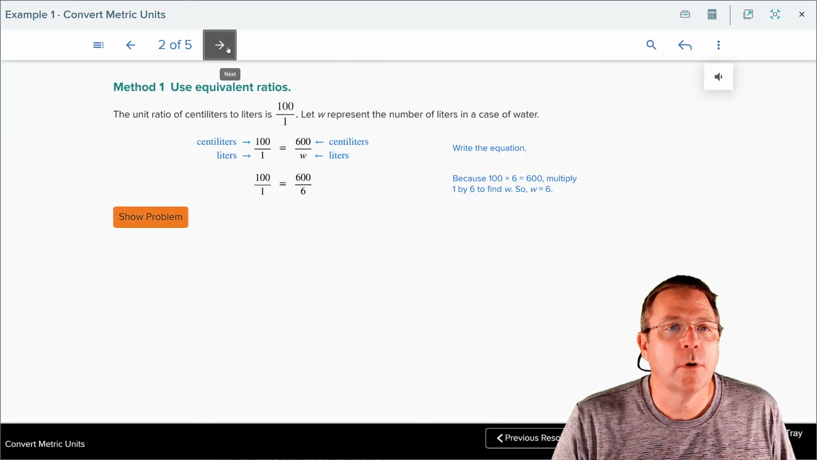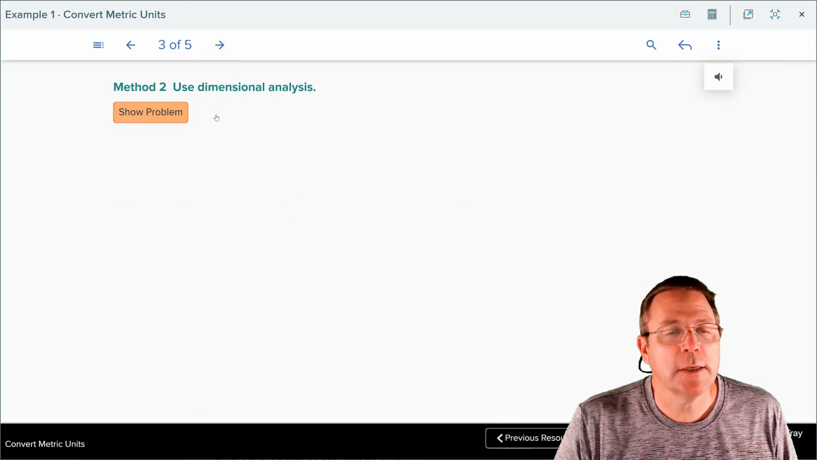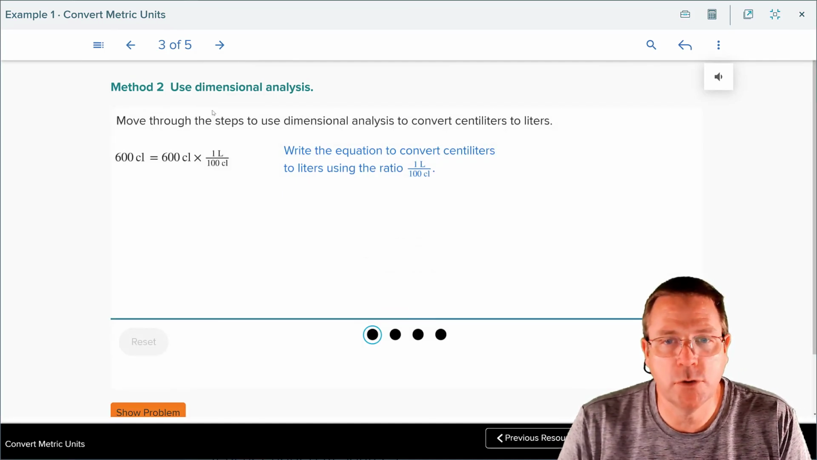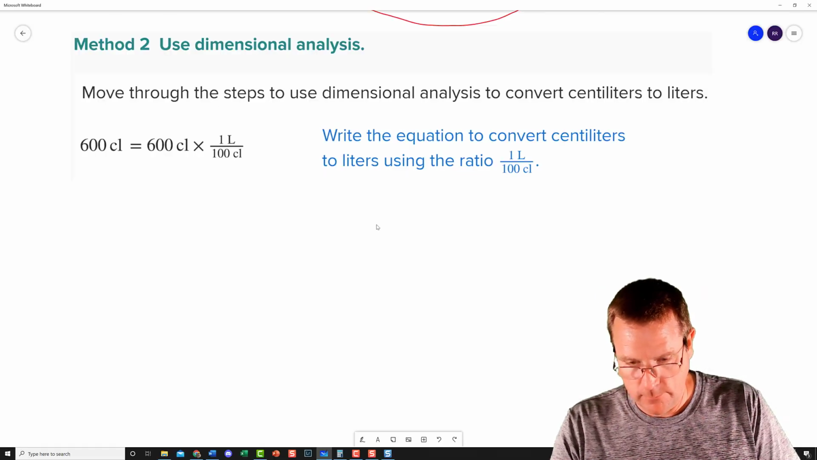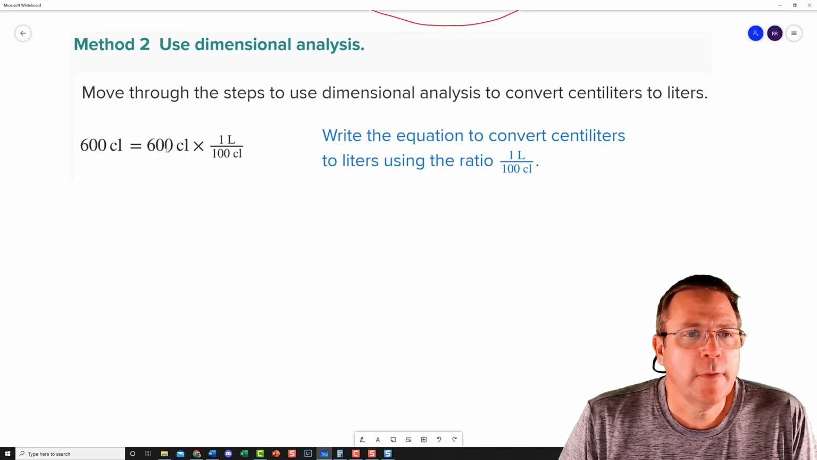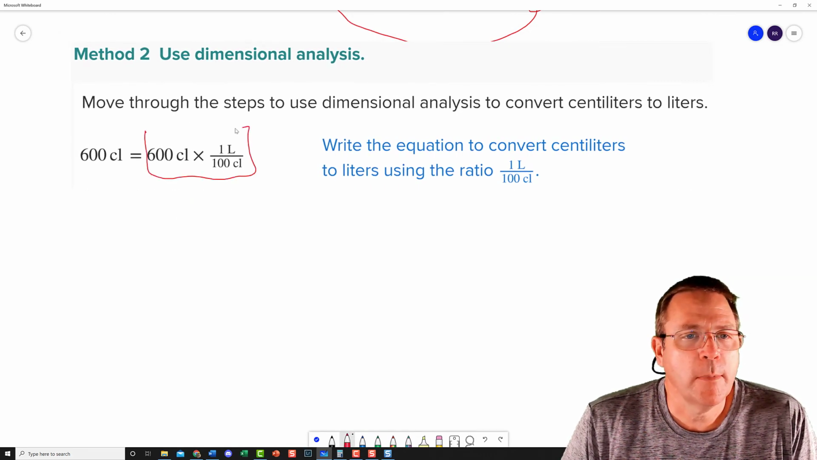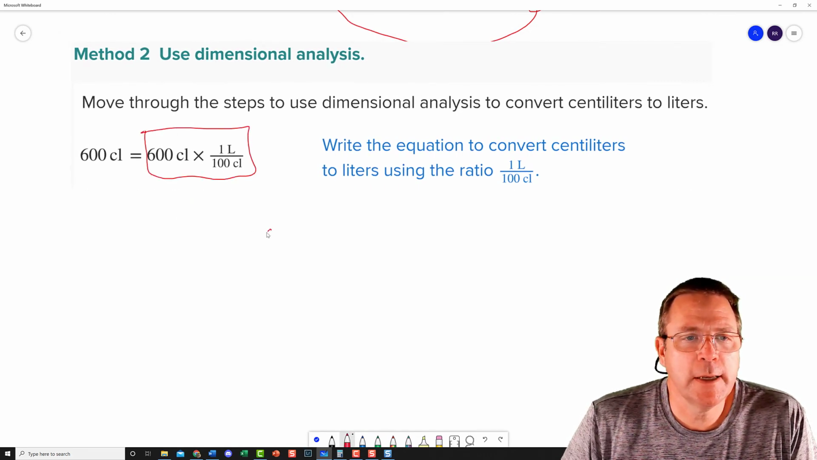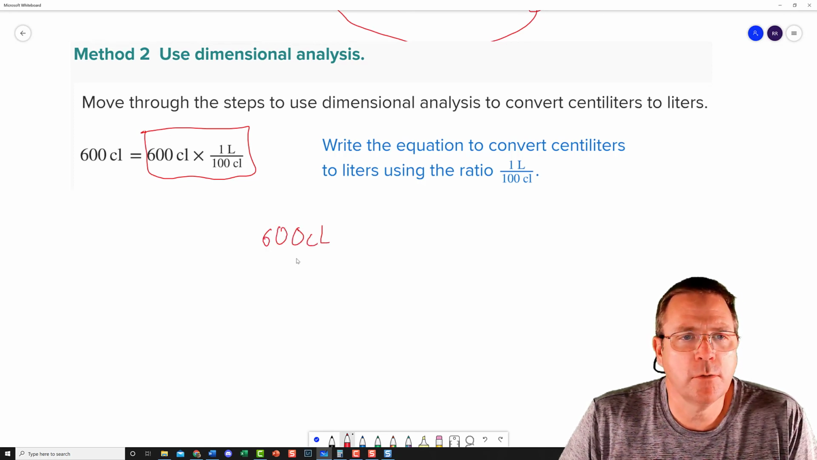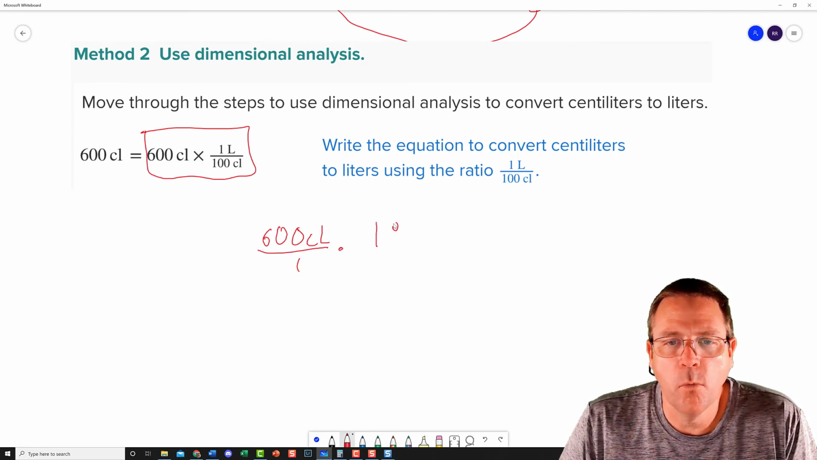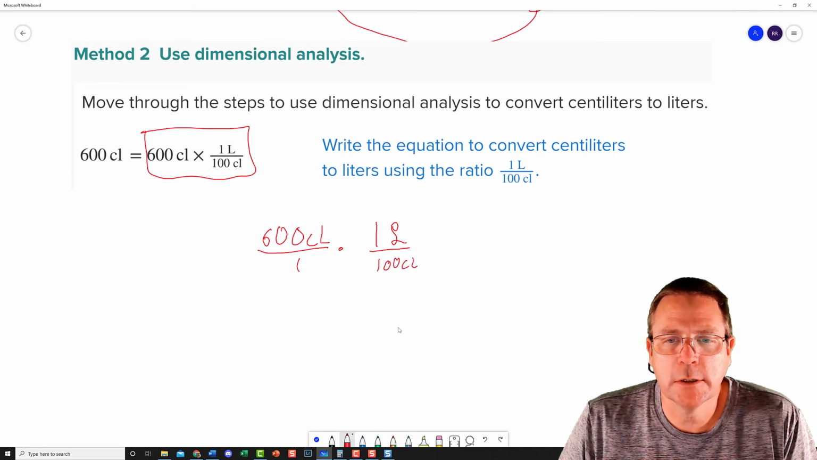Go back over where we have it, skip on to the next thing, and we're going to do the same exact problem, only this time we're going to use dimensional analysis. Now this is how they wrote it out, and once again, I really don't like how they're writing it out here because it doesn't make as much sense. So instead, I'm going to write it as 2 fractions, 600 centiliters over 1 times 1 liter over 100 centiliters.